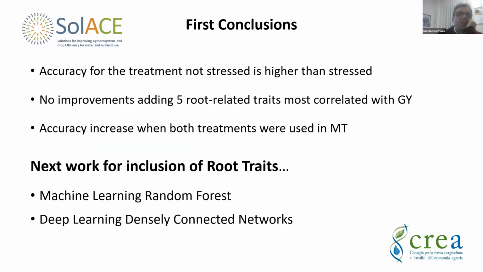And what we are doing now is to use other ways for inclusion of root traits in the genomic selection models, like using a machine learning random forest algorithm, and also deep learning densely connected networks, to see if with these machine learning algorithms we could improve the result for the inclusion of the root traits in the multi-trait genomic selection. And that's all for the moment, and thank you.